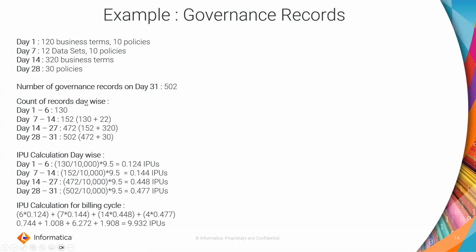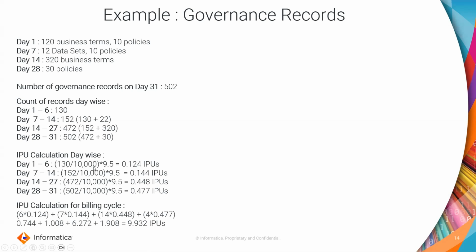Now let's count the number of records day-wise. Day 1 to 6 is 130, 7 to 14 is 152, 14 to 27 is 472, and so on, and on the 31st day it's 502. So the IPU calculation day-wise is like the calculation we have done for the catalog records: 130 were for the first 6 days.